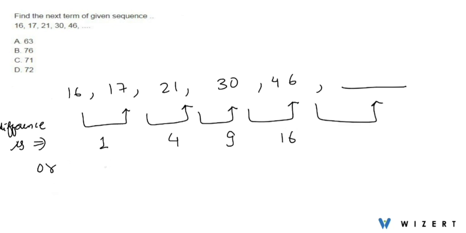We can write 1 as 1 square, 4 as 2 square, 9 as 3 square and 16 as 4 square. So following this pattern, we can say that the next difference should be something like 5 square.